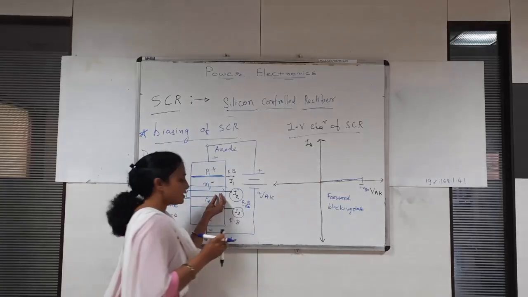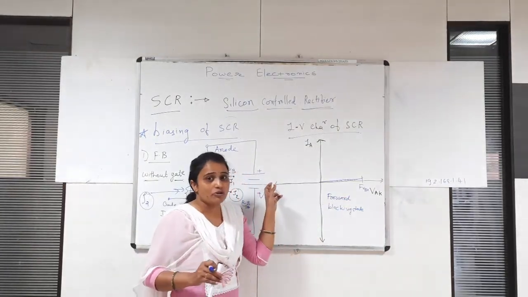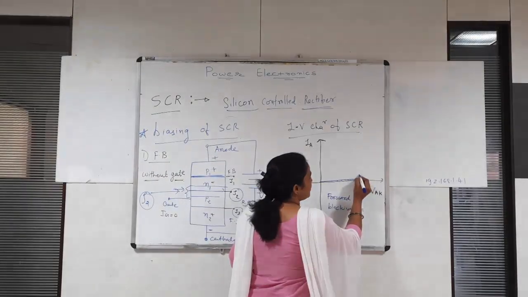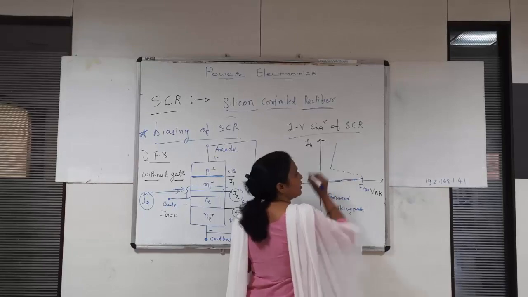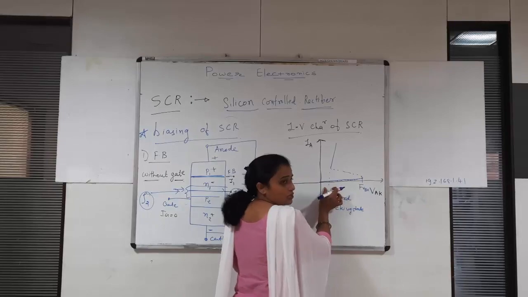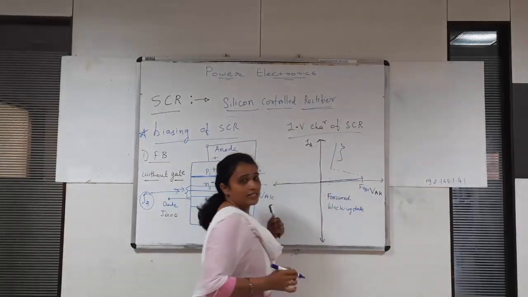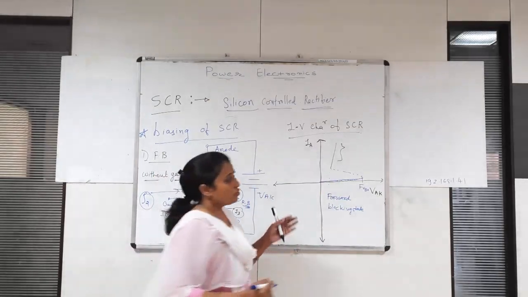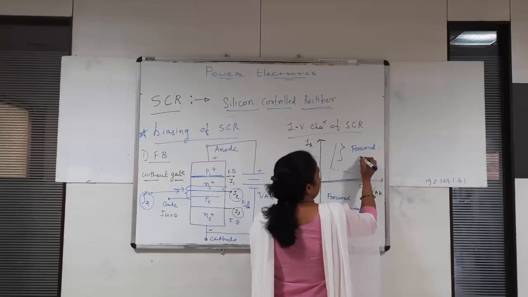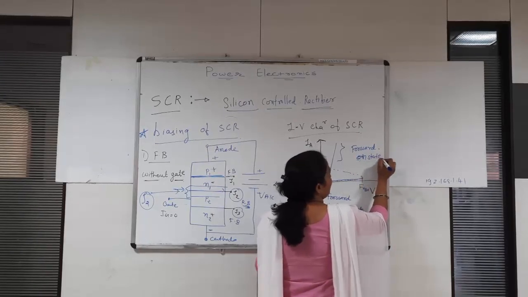But when this junction completely breaks down, a large amount of current is flowing, which turns on the SCR. So suddenly a large amount of current is flowing. But in this condition, the anode to cathode voltage is very small and the large current is flowing. So in this stage, SCR is turned on. So it's called the forward on state. This stage is known as the forward on state.